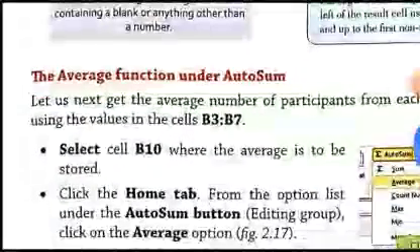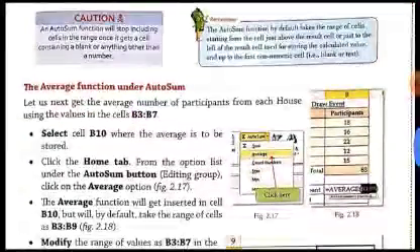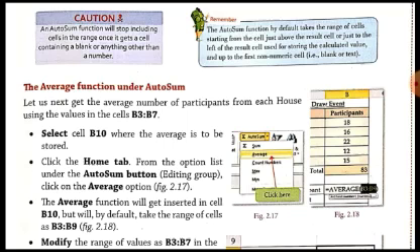Okay, now we are going to start the average function under autosum. So what is the autosum average function? Average function, all of you know, is used for calculating the average of any set of numeric values. How can you calculate the average of a set of numeric values? First of all, we have to calculate the sum of all the values, and then we have to divide it by the number of values. Like, for example, if you want to calculate the average of 5 numbers, then we first add these 5 numbers, and then we divide it by 5 to get the average.